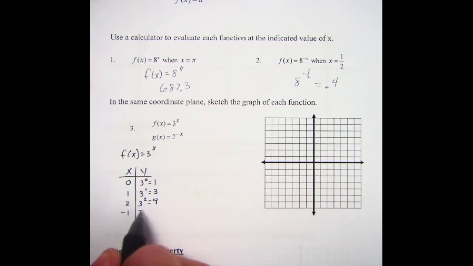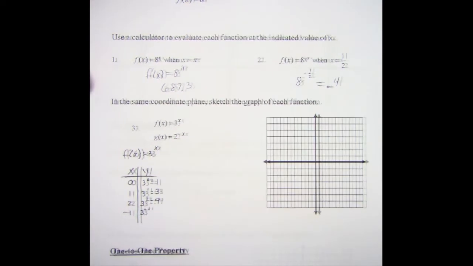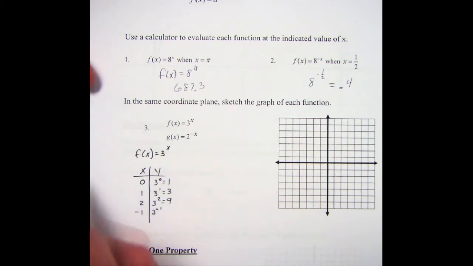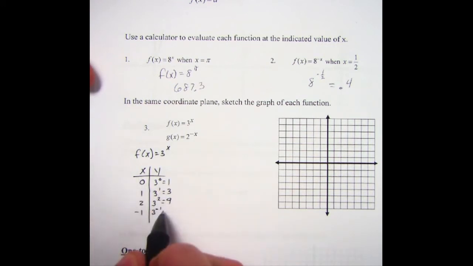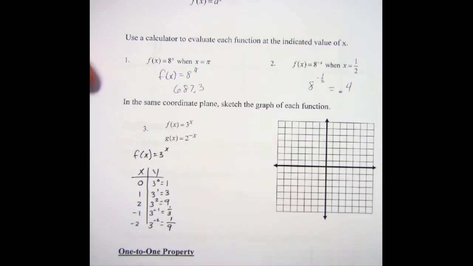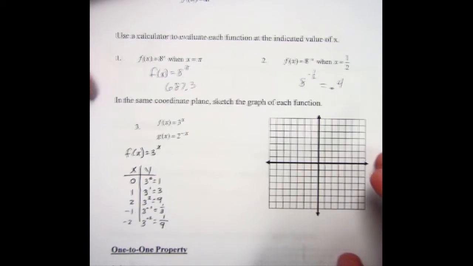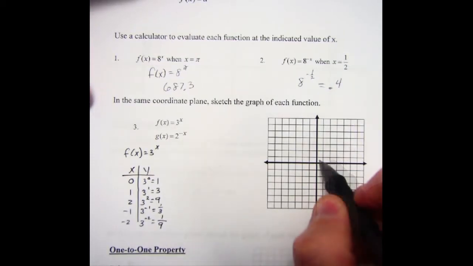Negative 1, 3 to the negative 1. Hopefully you remember negative exponents. Negative exponents, all it does is take the reciprocal. So it'd be 1 over 3 to the first, which is 1 over 3. And negative 2 would be 3 to the negative 2 power, which would be 1 over 3 squared, which would be 1/9.